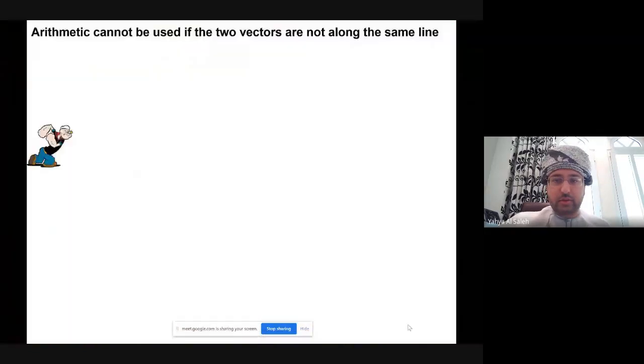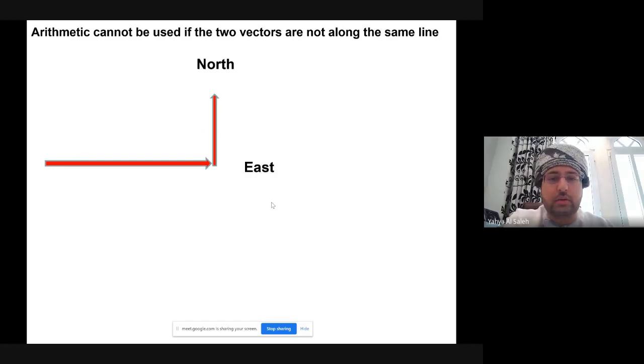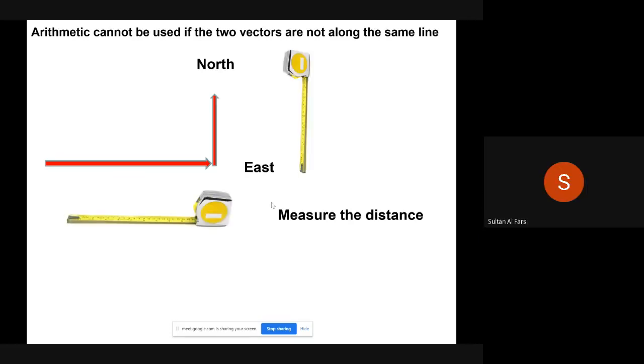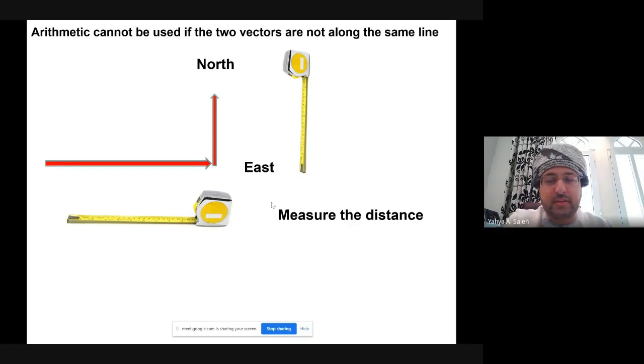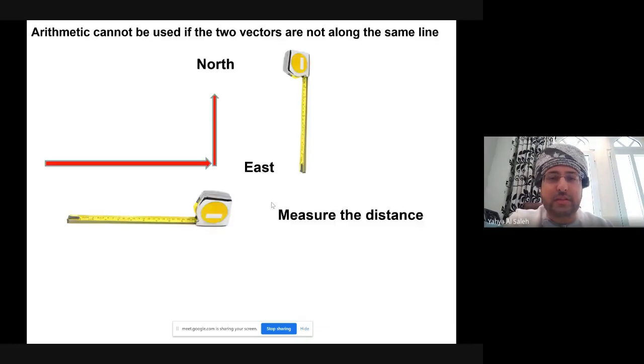Now here's an important thing. Arithmetic cannot be used with vectors. We already said that, but I'm going to explain it in a different way again. It cannot be used if two vectors are not along the same line. What do I mean? Well, here's Papai, and he's going east, and then he's going north. What is the distance moved by Papai? Well, just this plus this. Perfect. But what is the displacement?